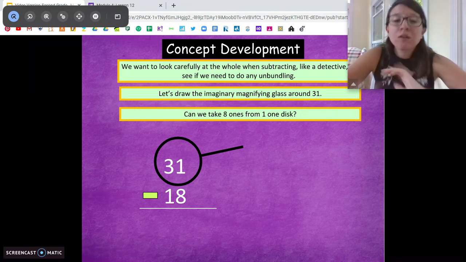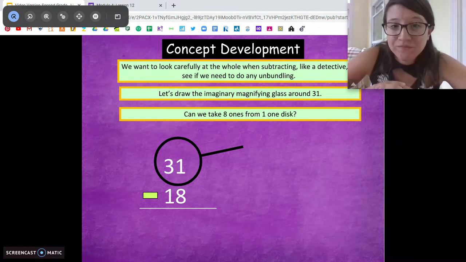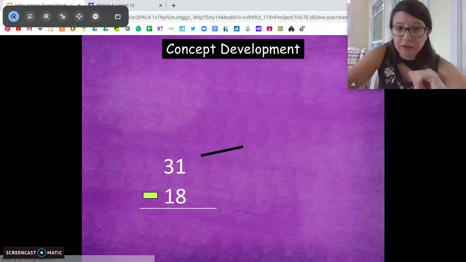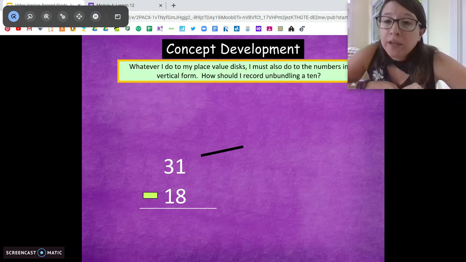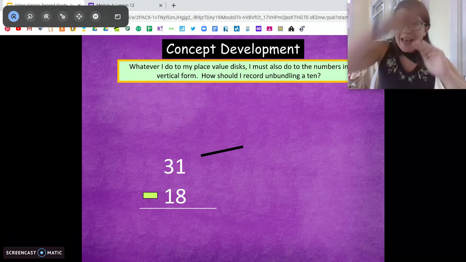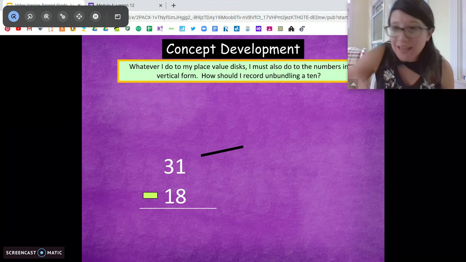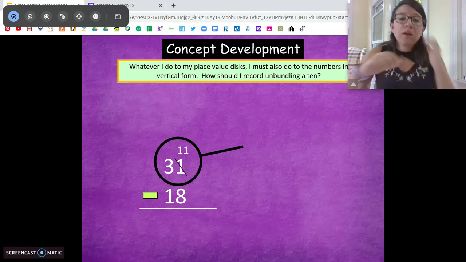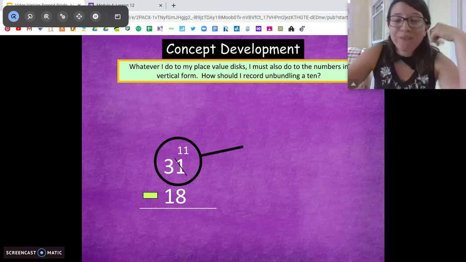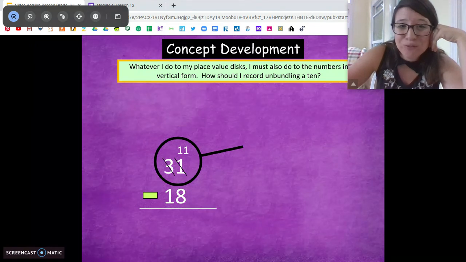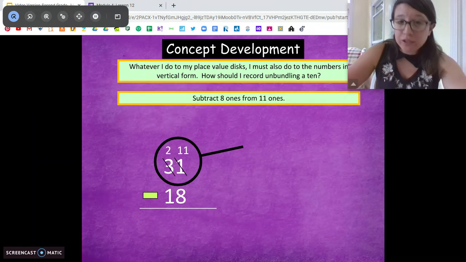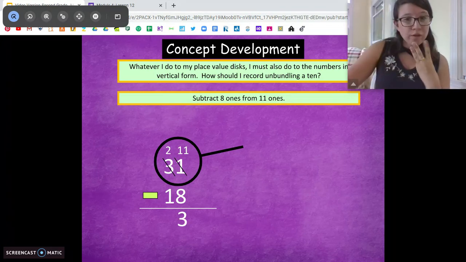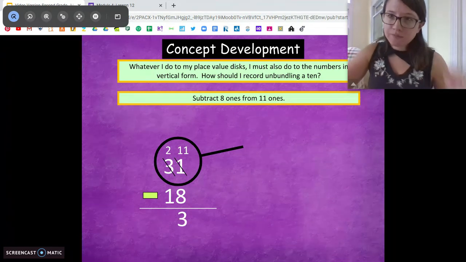You can't. It's too small. So what do we need to do? We need to unbundle or decompose. So here's how. We're going to change the 1. We're going to add 10 ones to that. What's 1 plus 10? 11. Good. Now, if we took 10 away from there, do we still have 3 10s? We don't, right? We have 2. So now we're just going to subtract. 11 minus 8 is 3. And 2 minus 1 is 1.